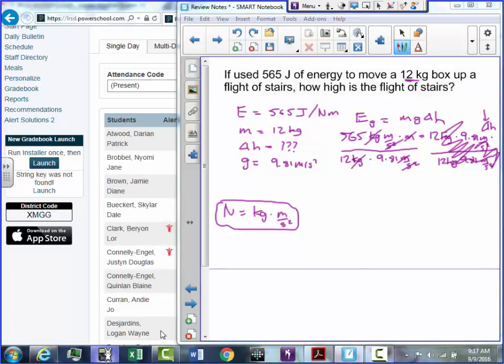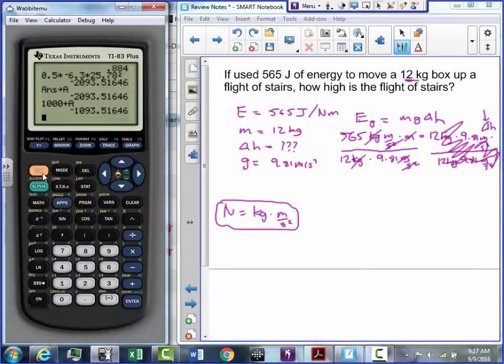Even if you don't do your units in that sort of way, what really matters now is can you handle the math? I'm going to pull up the calculator to make sure that everybody does this properly. Here's what you don't do. Don't type in 565 divided by 12 times 9.81. That's not going to work. Why? The way your calculator does order of operations, it does 565 divided by 12, but then it thinks the 9.81 is on the top of the fraction, but it's not. We want the 9.81 on the bottom of the fraction. So that's a very incorrect answer.